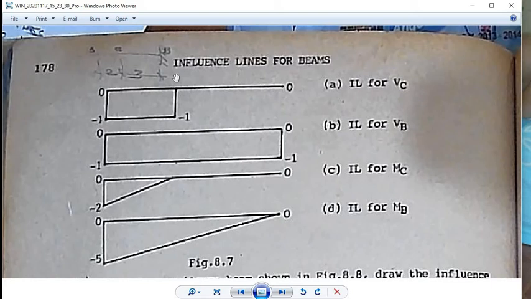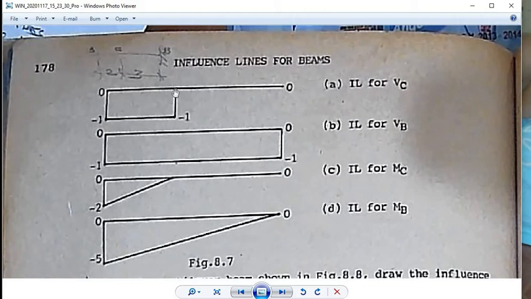Okay, diyan tayo nag-cut. So, ang plot ng ating influence line would be negative 1. Dahil, yung direction niya is pababa, so, negative. And then, plot niya is horizontal. And then, mag-i-stop siya sa point C. Then, balik siya sa 0.